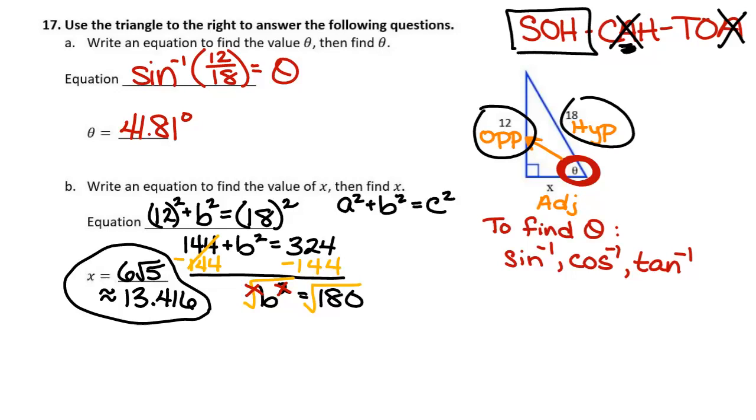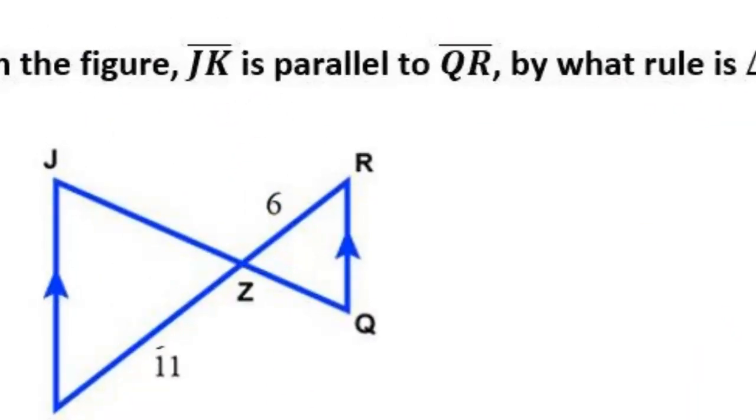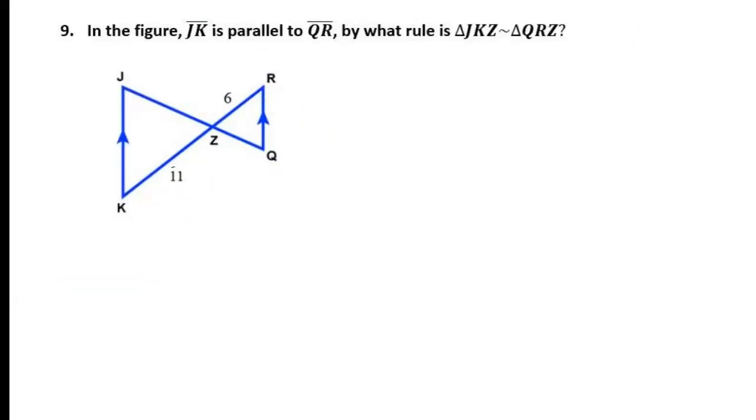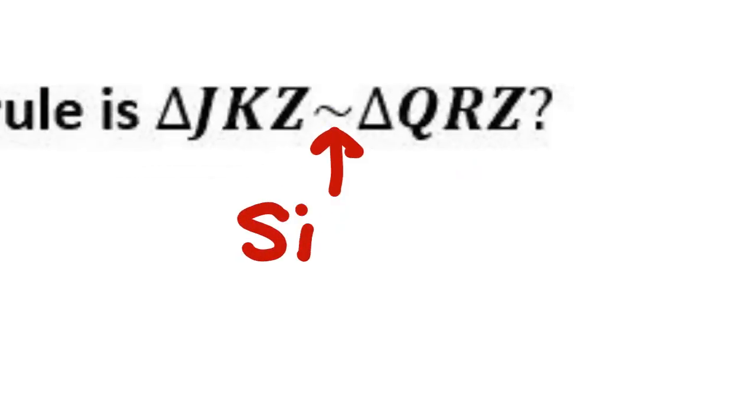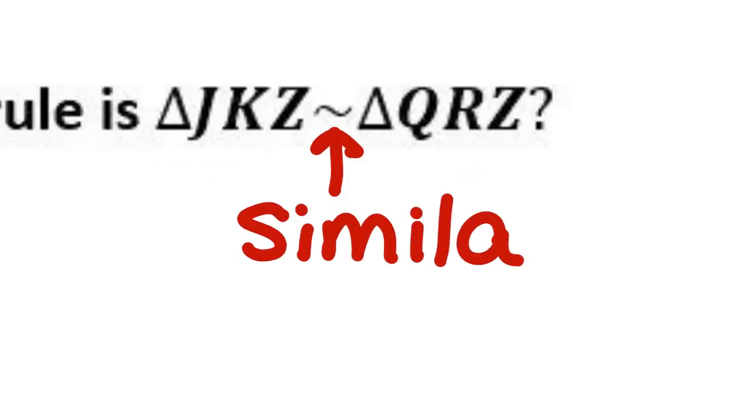Number 9? Absolutely. In the figure, JK is parallel to QR. By what rule is triangle JKZ, and then it has this squiggle. As a reminder, that squiggle means similar. By what rule is triangle JKZ similar to triangle QRZ?